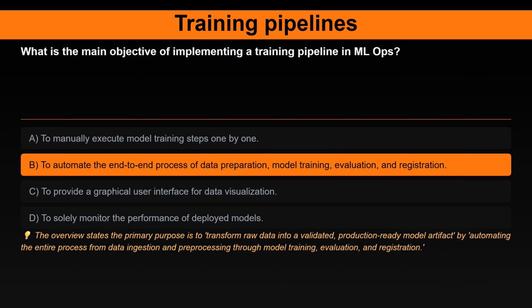The correct answer is to automate the end-to-end process of data preparation, model training, evaluation, and registration. Here's the explanation. The overview states the primary purpose is to transform raw data into a validated, production-ready model artifact by automating the entire process from data ingestion and pre-processing through model training, evaluation, and registration.